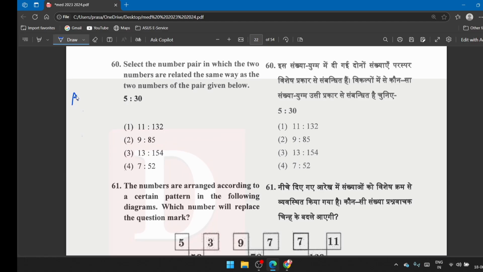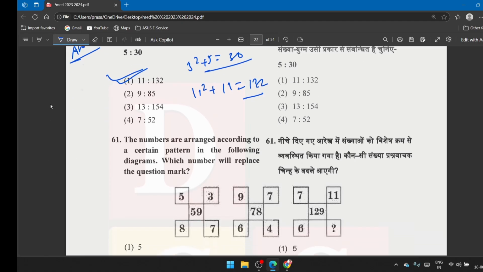This is a question of analogy. 5 square plus 5 equals 30. Similarly, what else? 11 square, that is 121, plus 11 equals 132. That is option 1. Next.